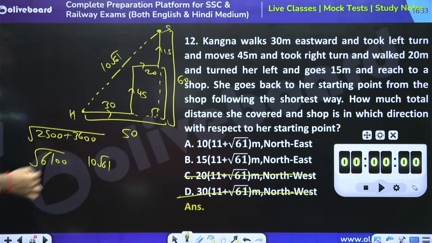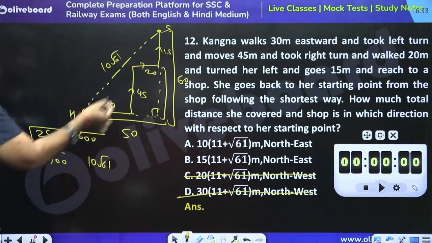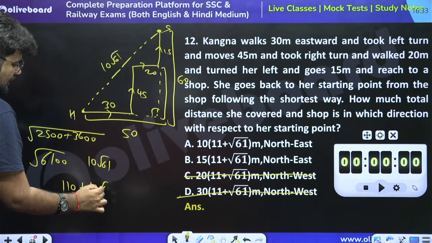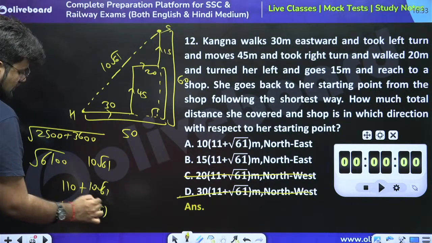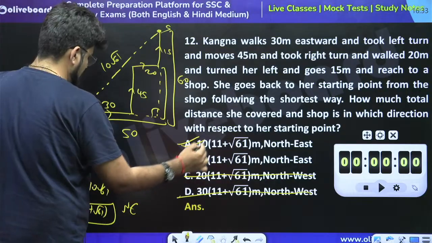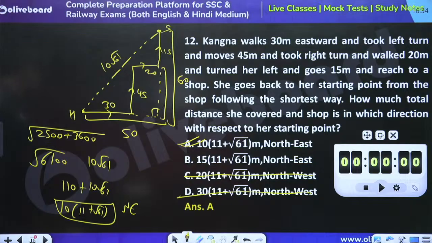So what is the total? The total is she's going 30, 45, 20, 15. So basically 60 and 50 plus 10 root 61. That is 110 plus 10 root 61. So what will I do? I'll take 10 common. So I'll have 11 plus root 61. Which option justifies this? In the northeast, 10 into 11 plus root 61. Option A is the right answer. Just slightly calculative, that's it. The question is very easy.